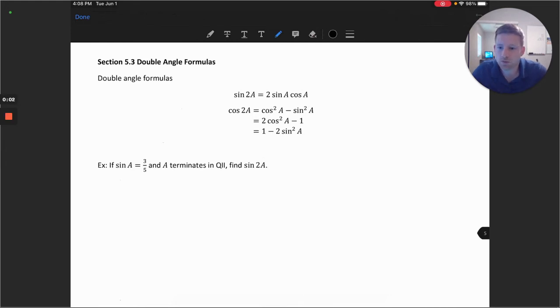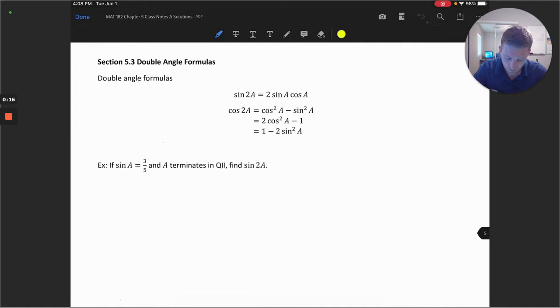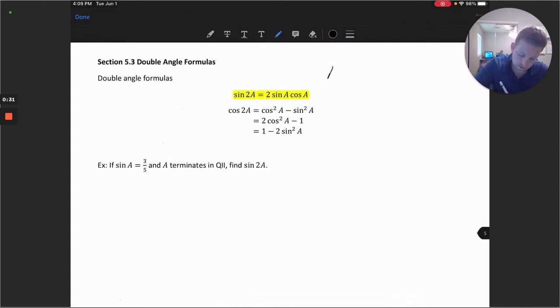Welcome. In this video, we'll take a look at section 5.3 with the double angle formulas. Let's take a look at those formulas first, and then we'll jump into a few examples. So the first double angle formula we have is for the sine function, sine 2a. We can represent it as 2 times the sine of a times the cosine of a, where again a is some angle.